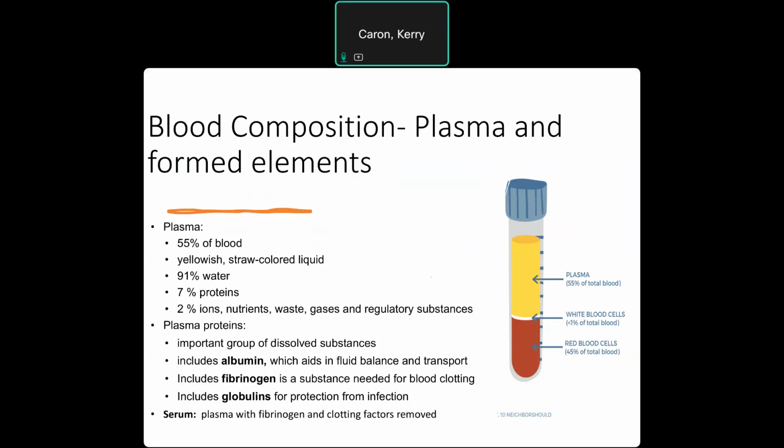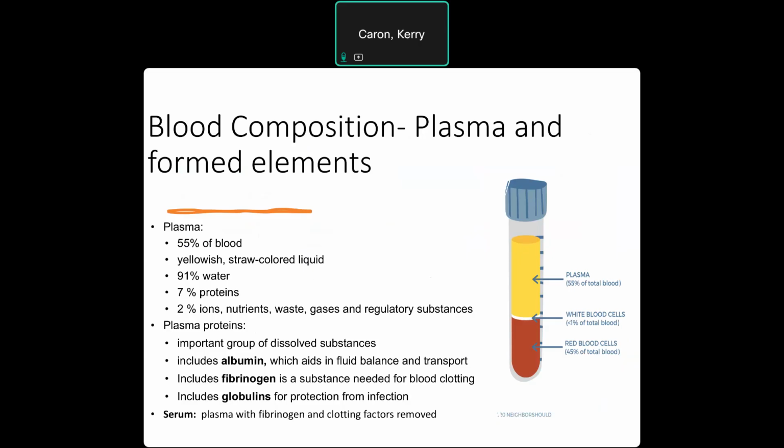91% of that plasma is water, with another 7% being proteins, and 2% being ions, nutrients, waste, gases, and regulatory substances. So most of it is water. Some of the very important plasma proteins dissolved in the plasma include albumin. Albumin aids in fluid balance and transport. Fibrinogen is a substance that we require for clotting, and globulins protect us from infection.